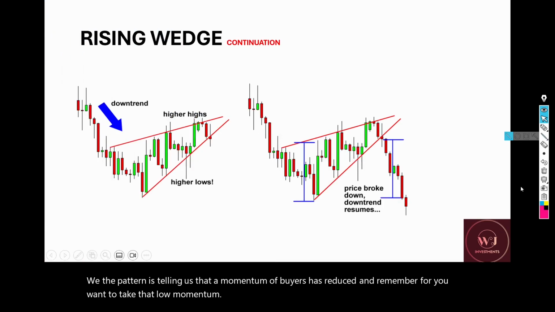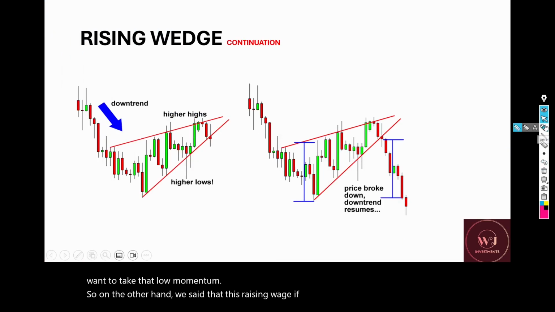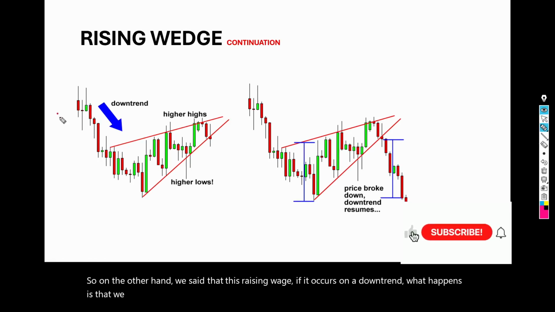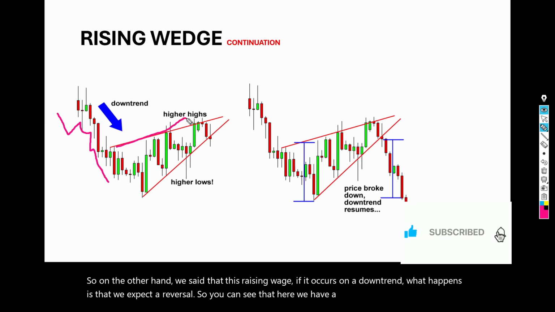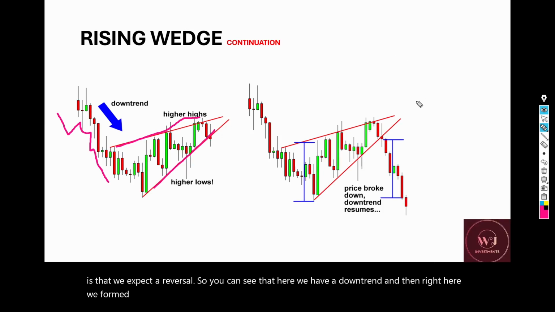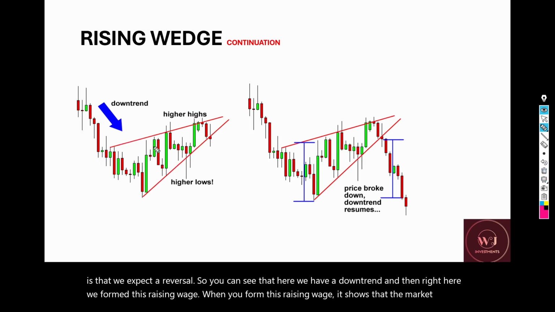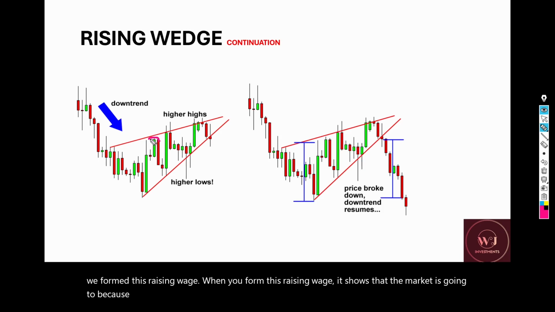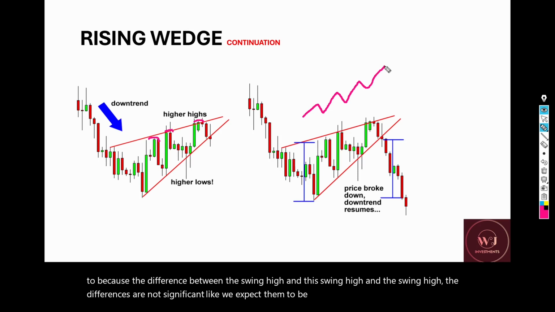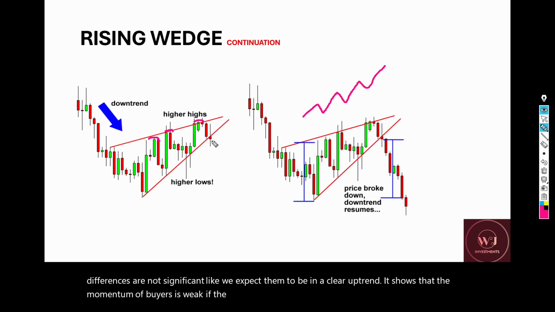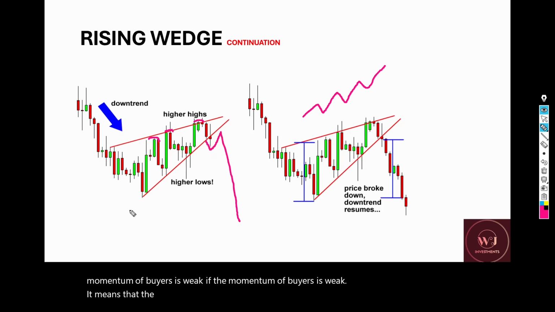On the other hand, we said that if this rising wedge occurs in a downtrend, we expect a reversal. You can see that here we have a downtrend, and then right here we formed this rising wedge. The differences between this swing high and this swing high and this swing high are not significant like we expect them to be in a clear uptrend. It shows that the momentum of buyers is weak. If the momentum of buyers is weak, it means that the market will favor the bears, and therefore they will reverse the market, just like you're seeing in this image.